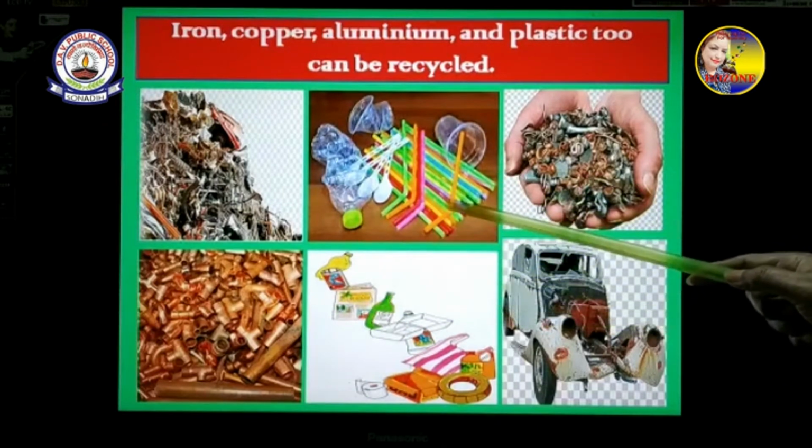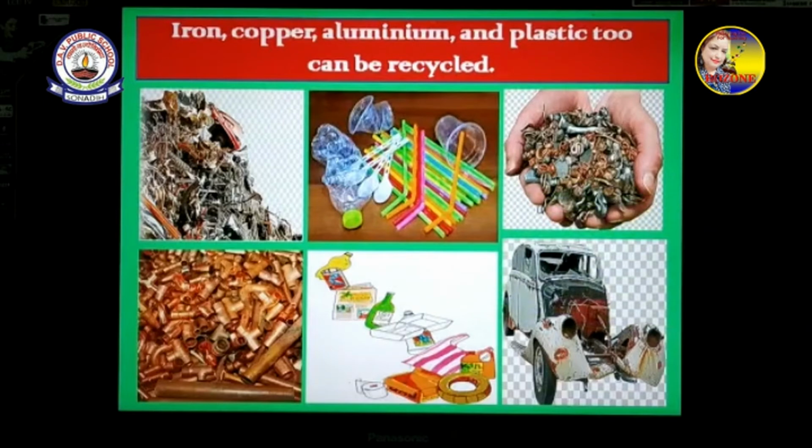And then this is plastic. Plastic also can be made into new product. Plastic bottles and all, plastic glasses and any other thing which we are using, plastic polythene bags, all these things can be made again out of this.